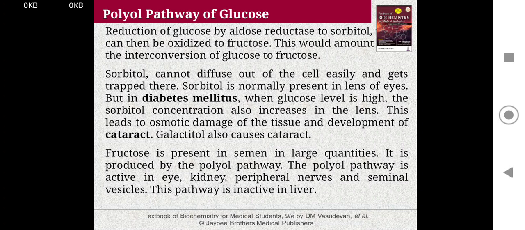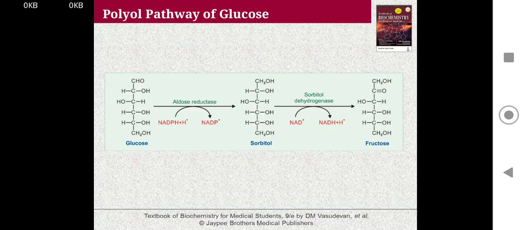Fructose is also present in semen in large quantities. It is produced by the polyol pathway. The polyol pathway also operates in the eye, kidney, peripheral nerves, and seminal vesicles. This pathway is inactive in the liver. Here glucose with the help of the enzyme aldose reductase is converted into sorbitol, which is then converted into fructose with the help of sorbitol dehydrogenase.